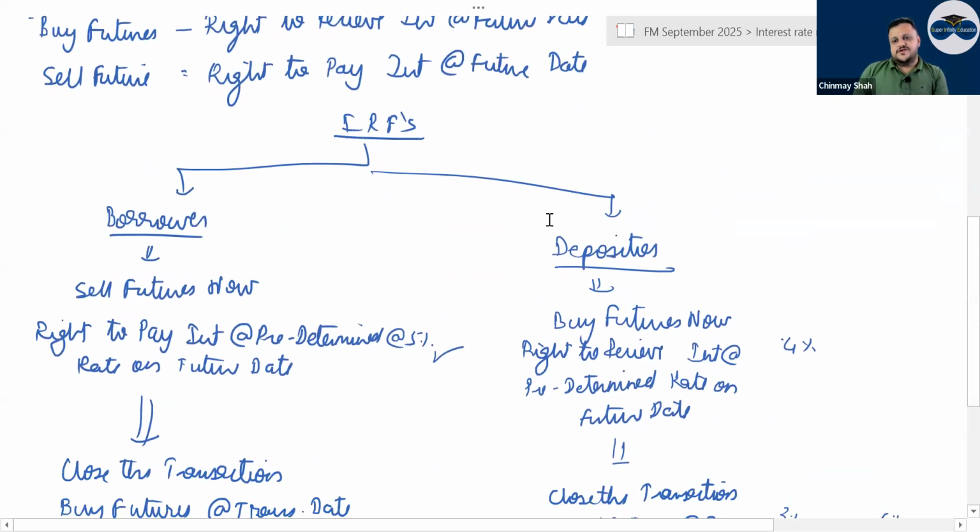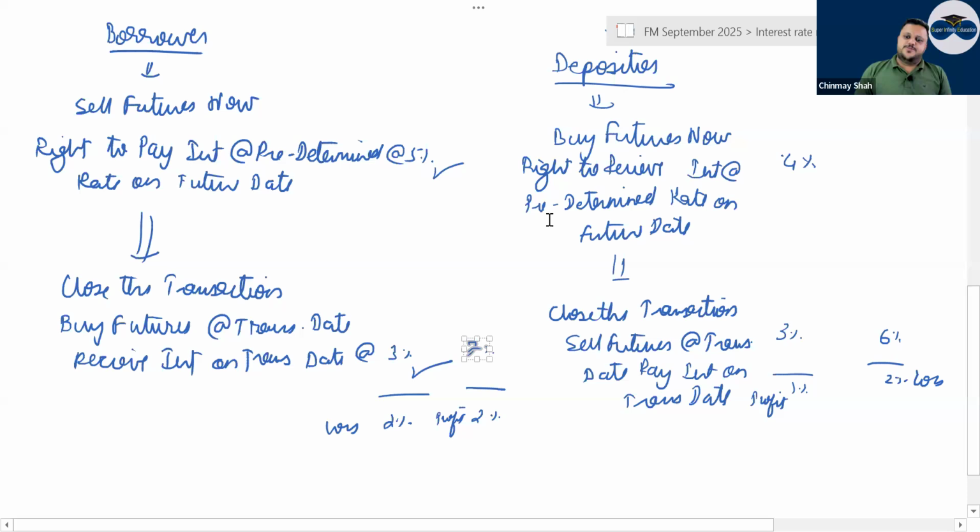Then the depositor buys futures now. That is the right to receive interest at 4%. And later, if you close it with a 3% sell or pay, in that case 1% will be profit. And with 6% and 2%, that means there will be a loss here if you have to pay at 6%. You have to remember only the sell and buy strategies.